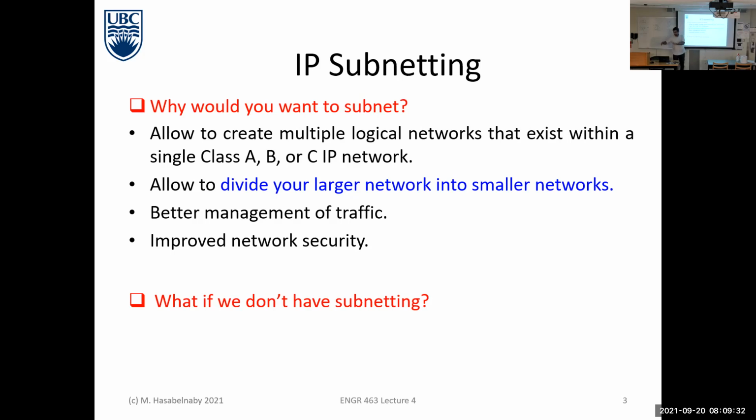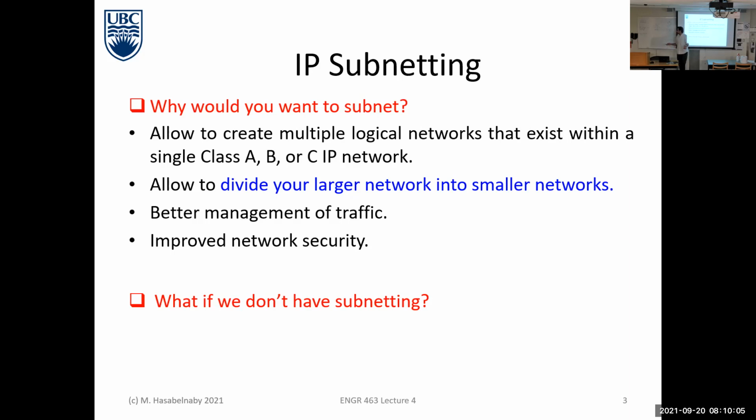Okay, you have 3 pools: class A, class B, class C. Class A can support 16 million devices, so its price will be very high. Class B will support around 65,000 devices for intermediate networks. Class C can support up to 254 devices. So you will buy from class C.